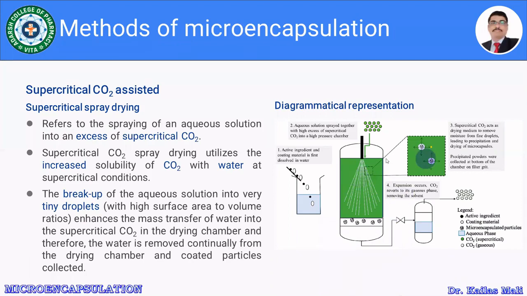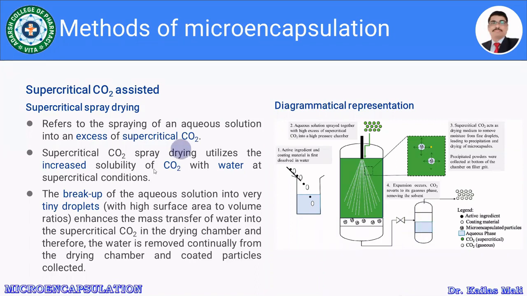Here, whatever droplets are formed, the supercritical carbon dioxide automatically acts as a drying medium to remove the moisture from these fine droplets, leading to the precipitation and drying of the microcapsules. The precipitated powder is collected at the bottom of the chamber. When there is an expansion, the carbon dioxide reverts to its gaseous phase, which removes the solvent, that is the water. So this is about supercritical spray drying.